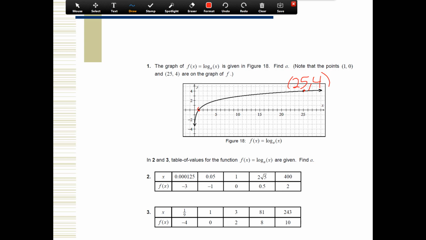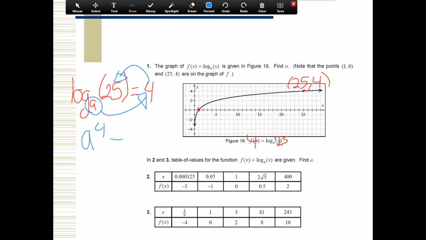So if we're plugging in here, the x here is going to be 25, and the f of x is 4, because that's what we got back out. And notice there's an a as our base on this one, so that's fine. We'll do log base a of 25 equals 4. So now let's go ahead and loop it, and that will help us get the a out of that base so that we can actually find out what a is. So a to the 4th equals 25.